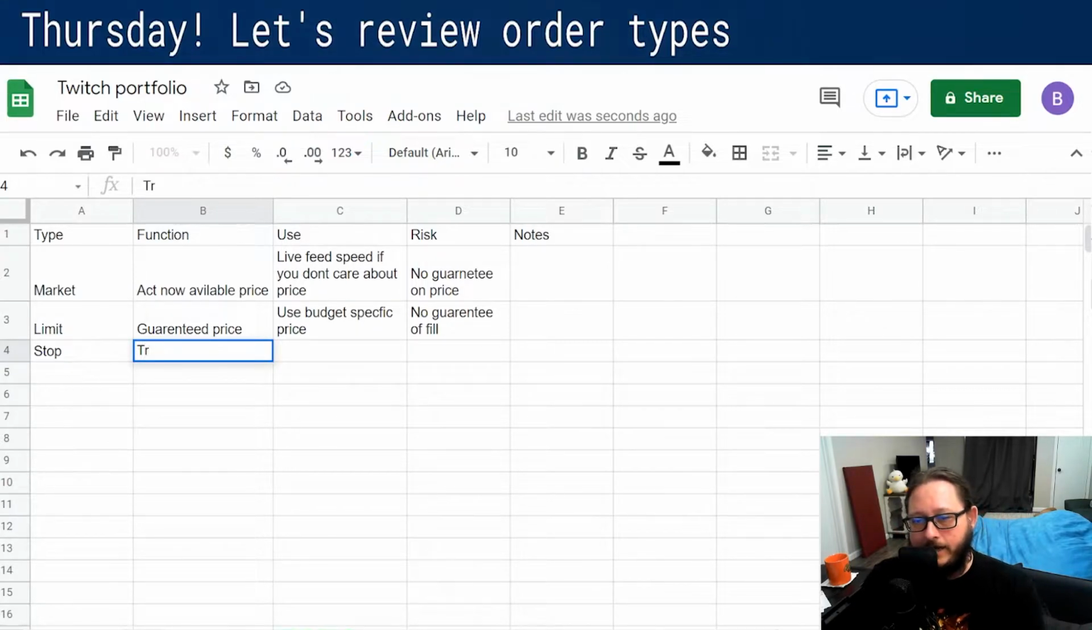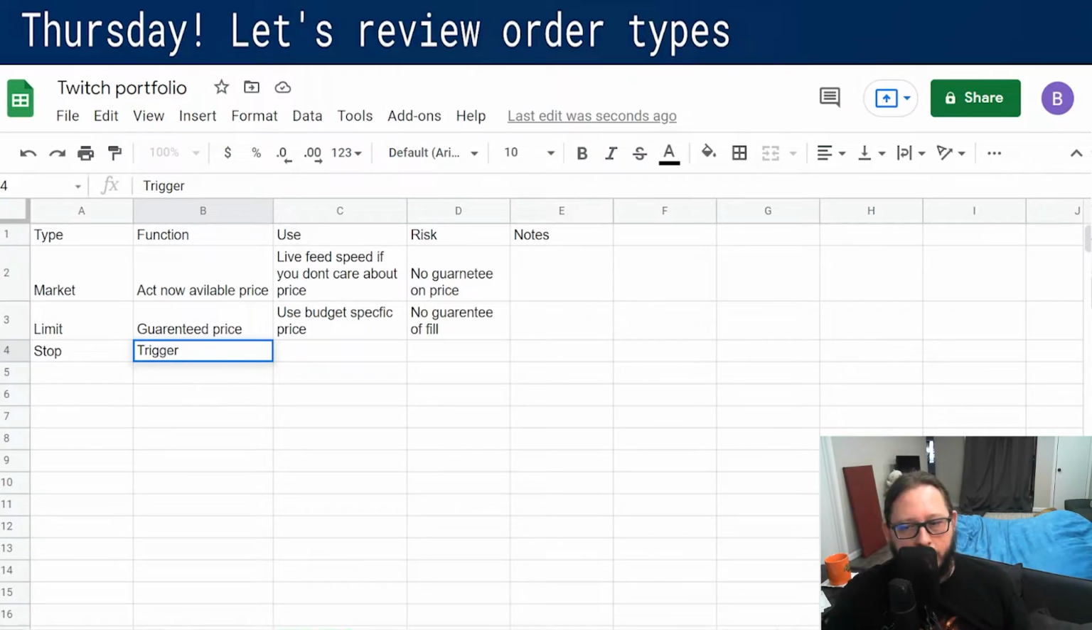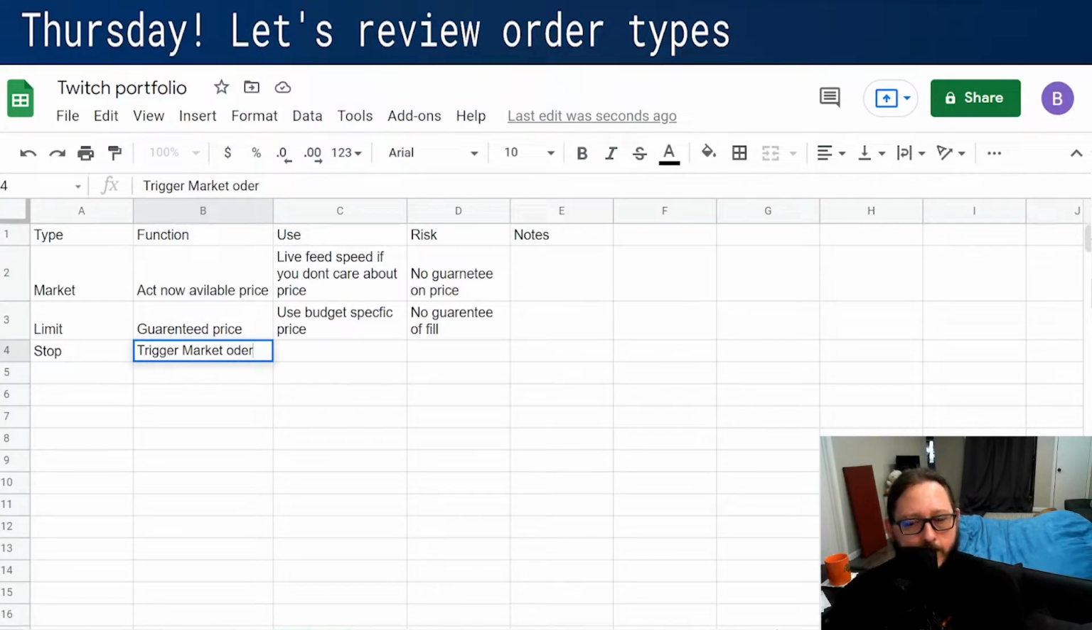You are not guaranteeing price. You are saying, if this event happens, I want to trigger a market order. So trigger market order. Okay. This is probably the most useful type of trade for folks who are swing trading. And you're looking for a specific technical event to happen that you've identified on the chart.